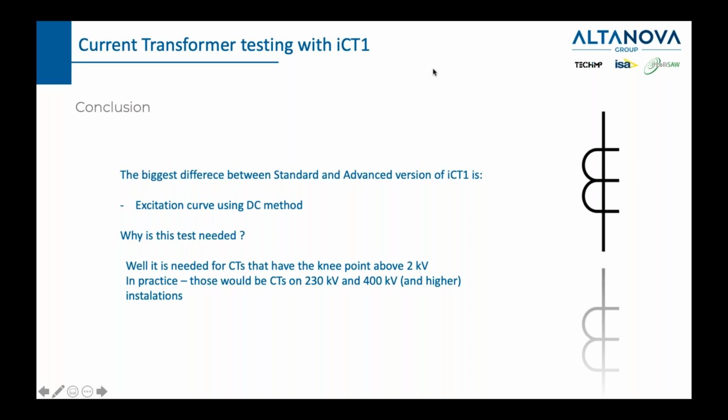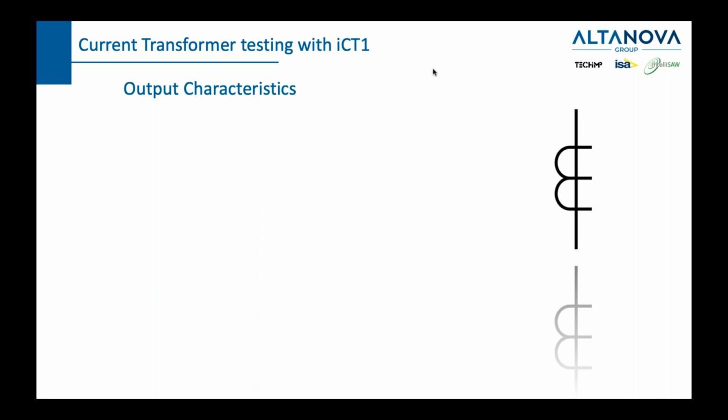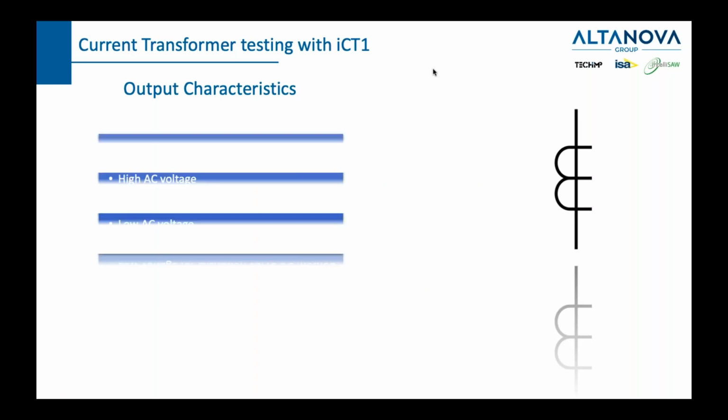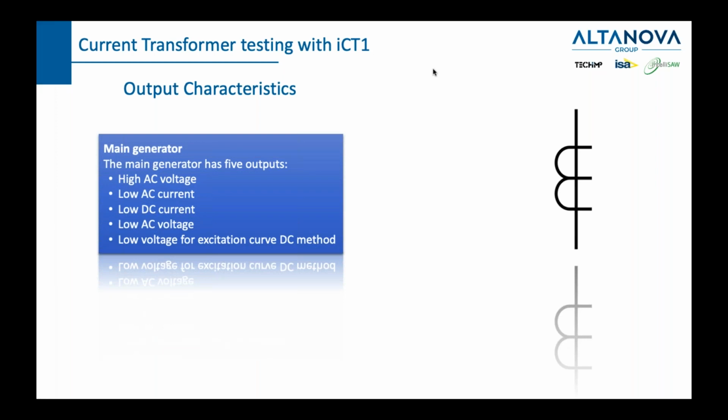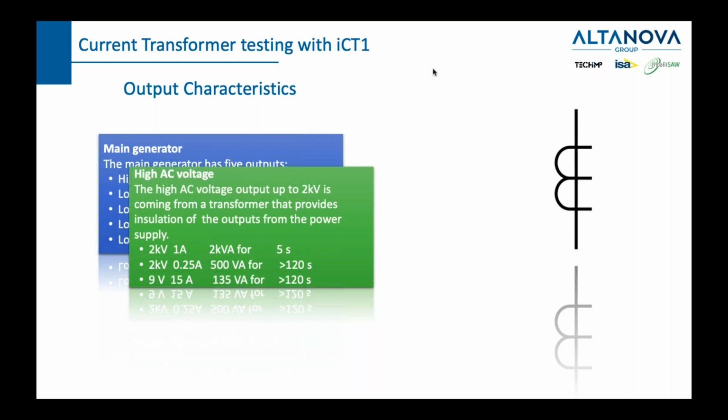So luckily, now I might be talking a little bit less because soon we will be showing some videos on how the iCT1 functions. But before we do that, we will say that iCT1 houses one main generator, which can provide us with high AC voltage, low AC current, low DC current, low AC voltage, and low voltage for excitation curve for DC method. High AC voltage will be used, of course, for the knee point test, and we can generate up to 2 kilovolts and 1 amp for about 5 seconds.